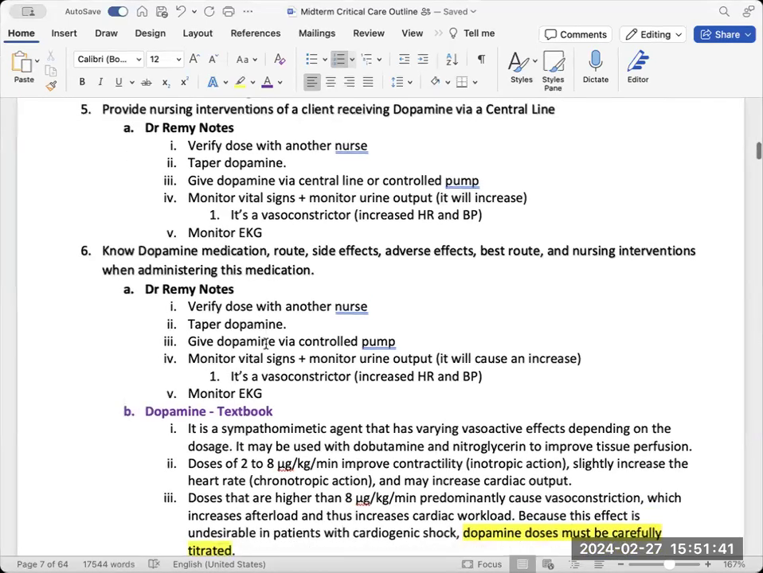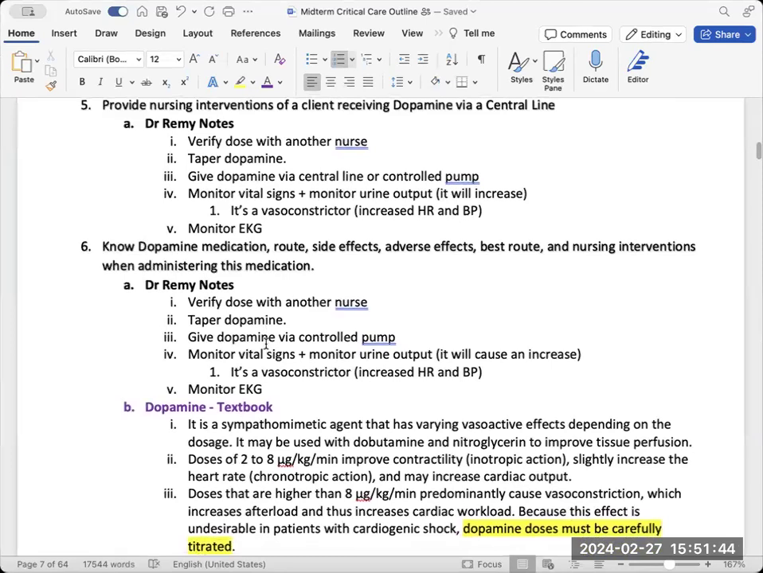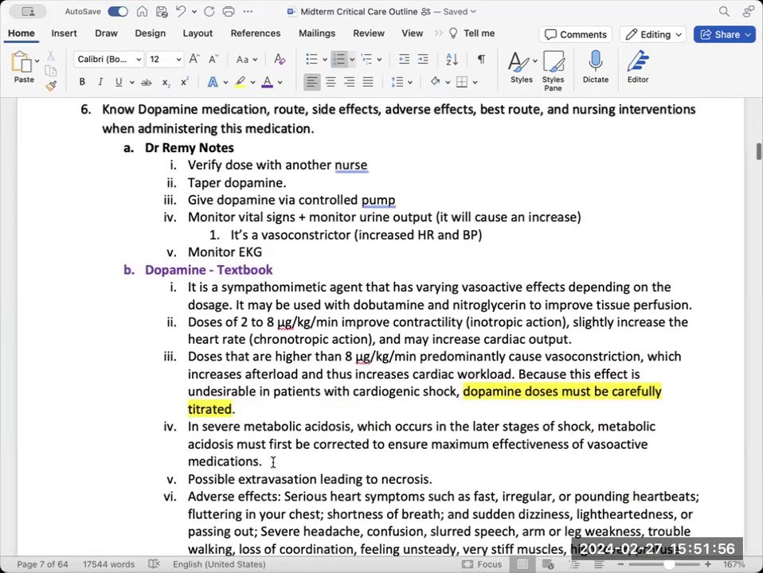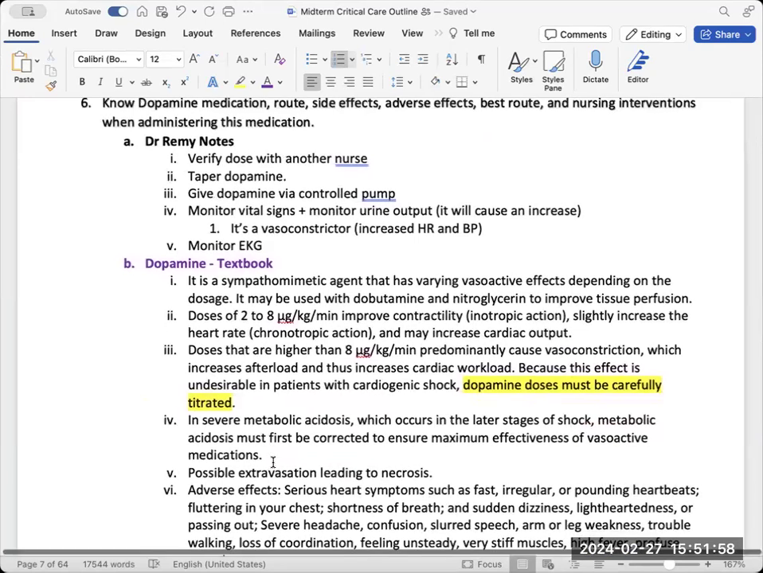So yeah, we basically talked about both. Like I said, I don't know, I guess when she's talking about route, I'm guessing she means using the controlled pump because she mentioned that. I feel like this question would be like a select all that apply or something like that. But we already talked about what it is, how to give it, why it needs to be titrated so closely.